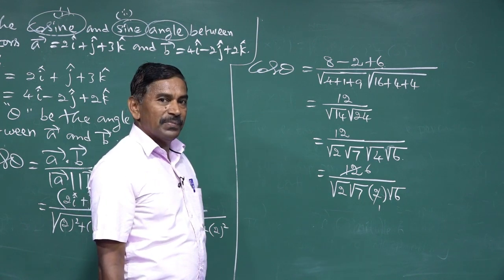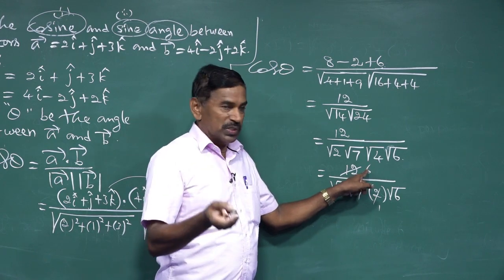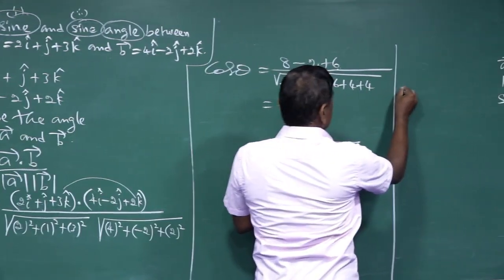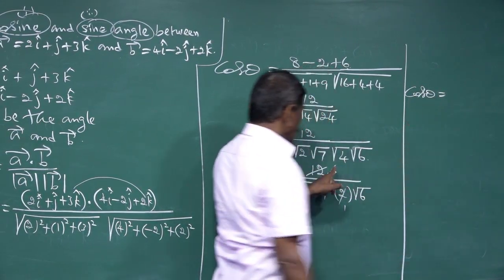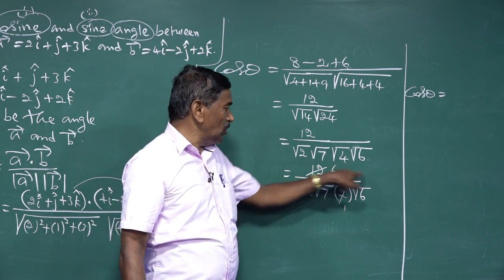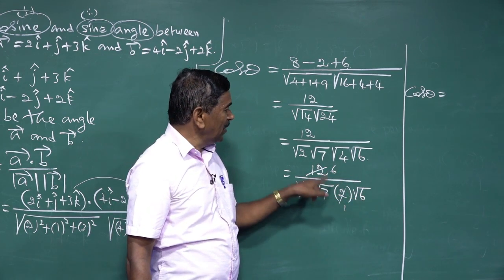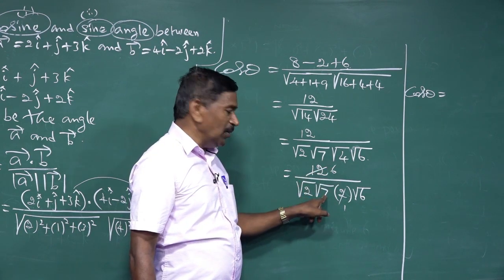Now next step. This numerator 6 can be rewritten as root 6 into root 6. Now listen, its continuation is given by cos theta is equal to this numerator 6, rewritten as root 6 into root 6. Here the root 6 cancels, and the remaining is given by root 6 divided by root 2 into root 7.